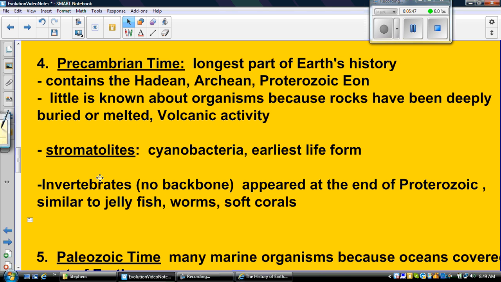We also found some fossils of invertebrates. Invertebrates have no backbone. They appeared at the very end of the Proterozoic eon. So in the Hadean and Archean, we did not find a whole lot of life in those two time frames. But in the Proterozoic is when we found the cyanobacteria and some invertebrates. The invertebrates we did find were similar to jellyfish, worms, and soft corals.